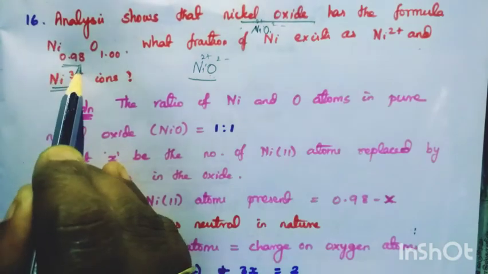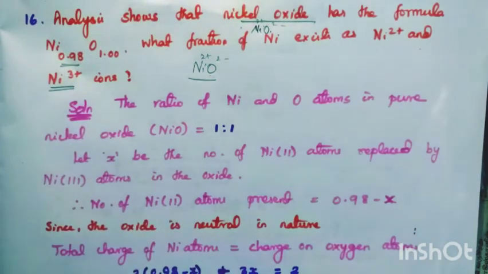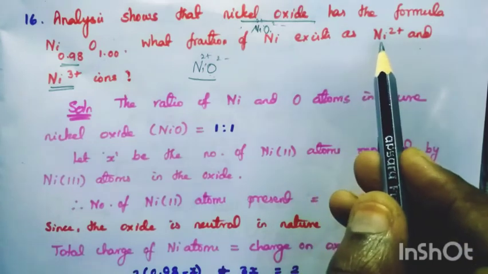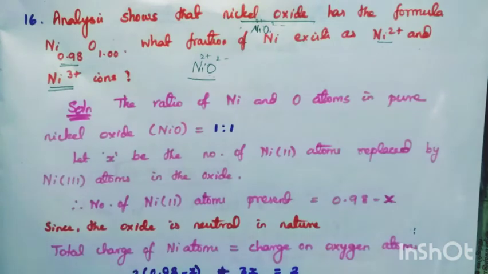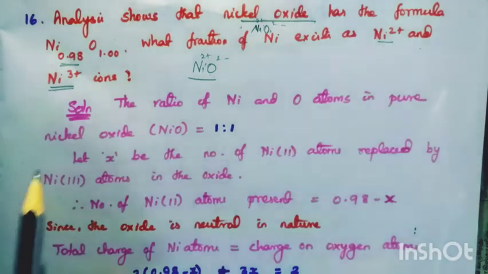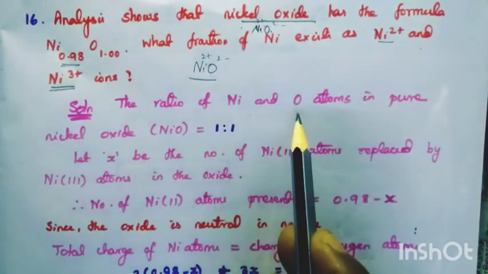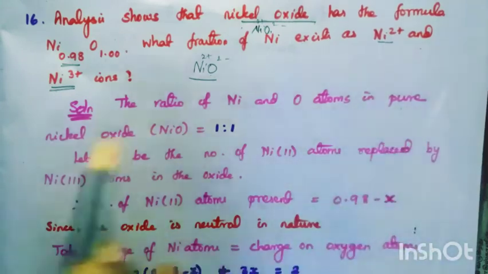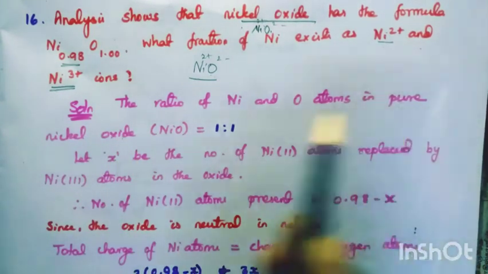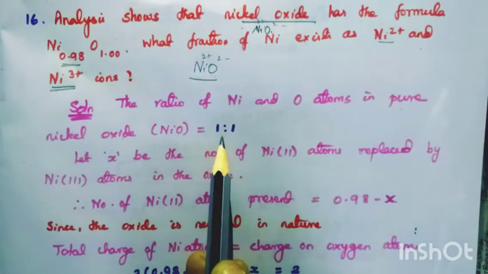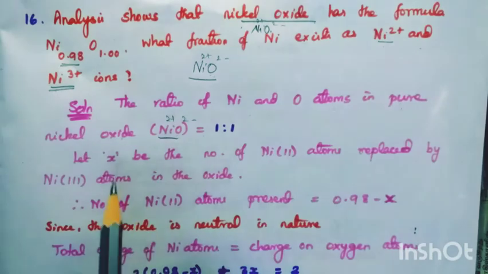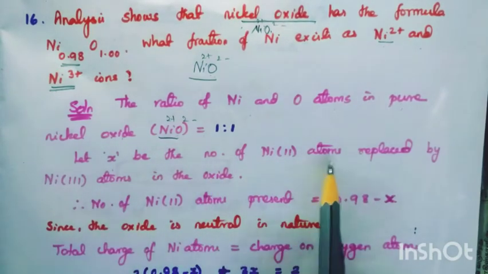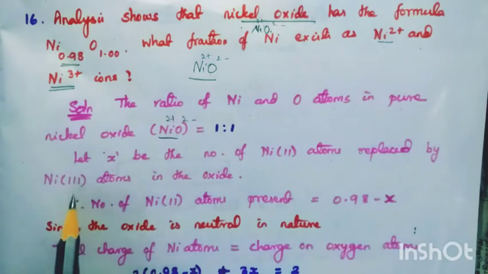So Ni2+ is present only in 0.98. So we are going to find how much fraction of the nickel exists as Ni2+ and Ni3+ in this formula. Now how will you find that? The ratio of Ni and oxygen atoms in pure nickel oxide is 1:1. Pure nickel oxide means this is 2 plus and this is 2 minus. This is 1:1. Now let X be the number of Ni2+ atoms replaced by Ni3+ atoms.